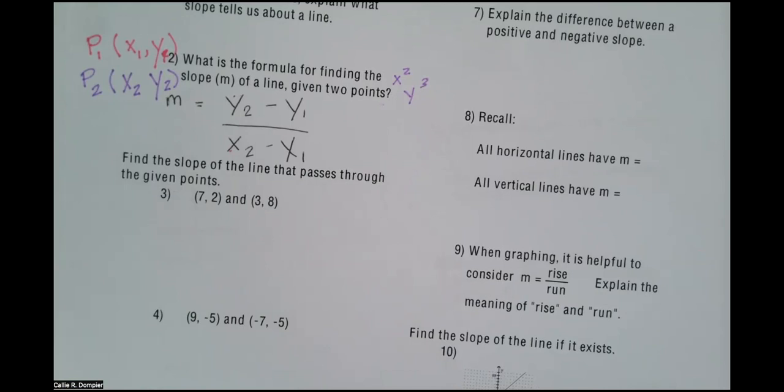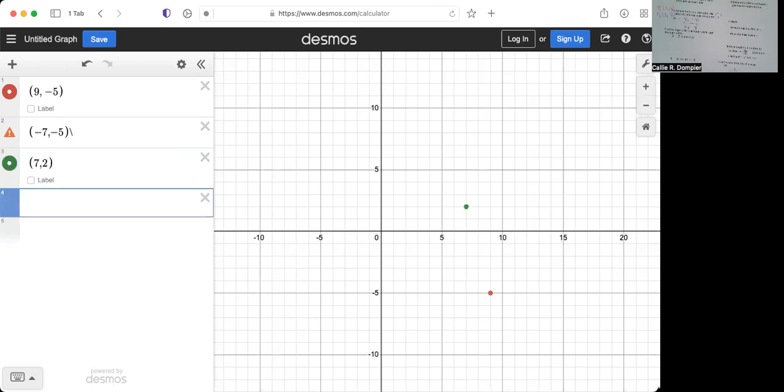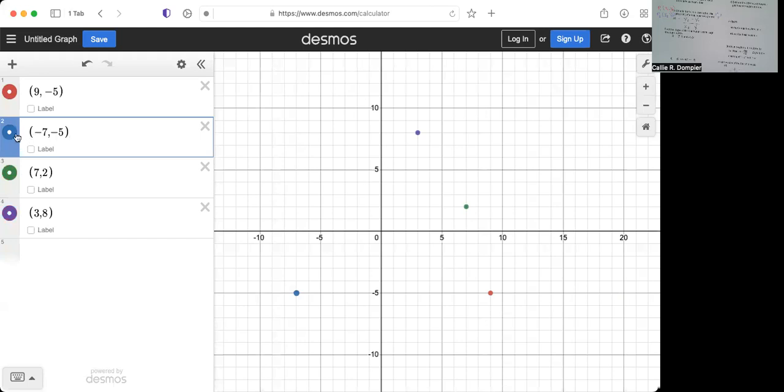All right. So if we were to practice with the points 7, 2 and 3, 8, and again, you're always welcome to put whatever you can into Desmos. So for this point, we have 7, 2. And then we have the point 3, 8. We are not talking about this other one right now. You have 2 points. What is the slope?